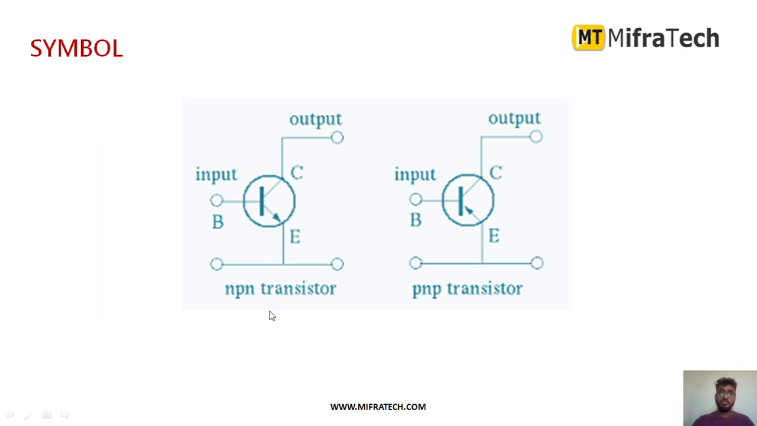The first one is the NPN transistor. Here the arrow mark will be pointing outwards. The second one, on the right side, is the PNP transistor. Here the arrow mark will be pointing inside. So this is the general symbol representation of transistors.